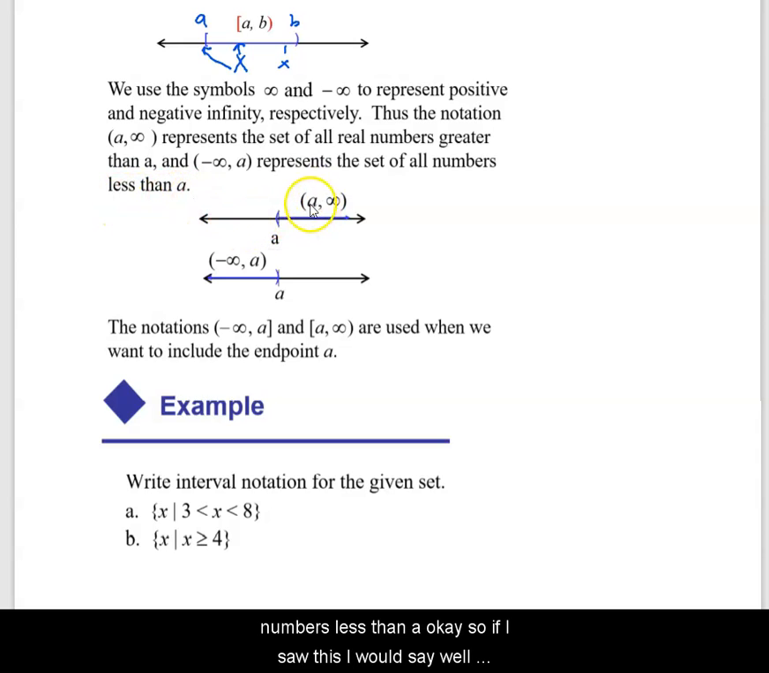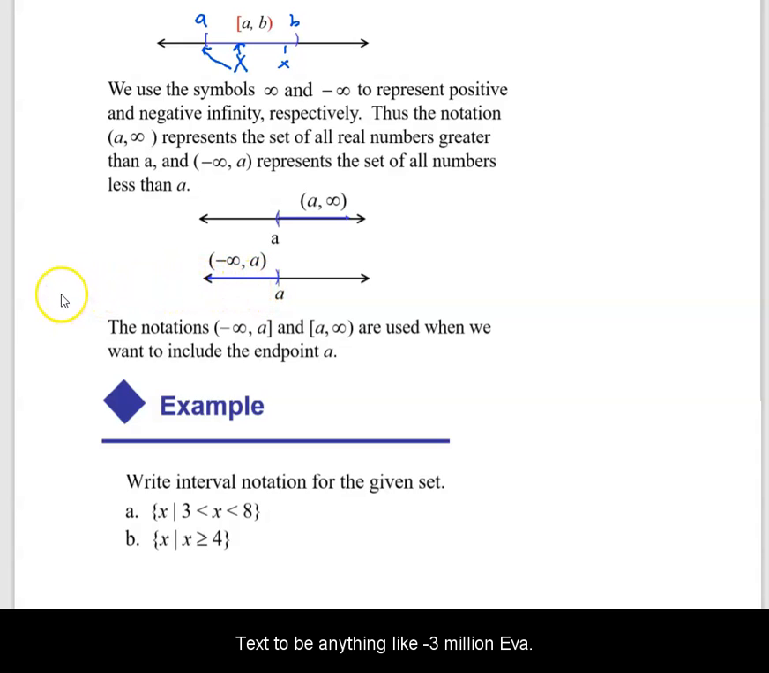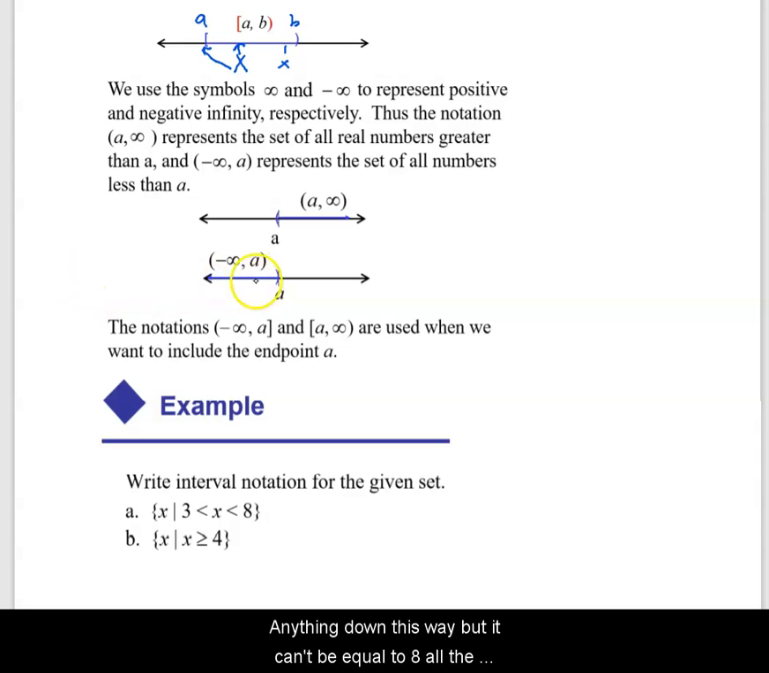So if I saw this, I would say, well, it's not equal to A, but it could be any number all the way to infinity. So x could be 3054. It could be any number that's bigger than A all the way to infinity. On this one, from negative infinity to A, x could be anything like negative 3 million even, anything down this way, but it can't be equal to A, all the way up to A.